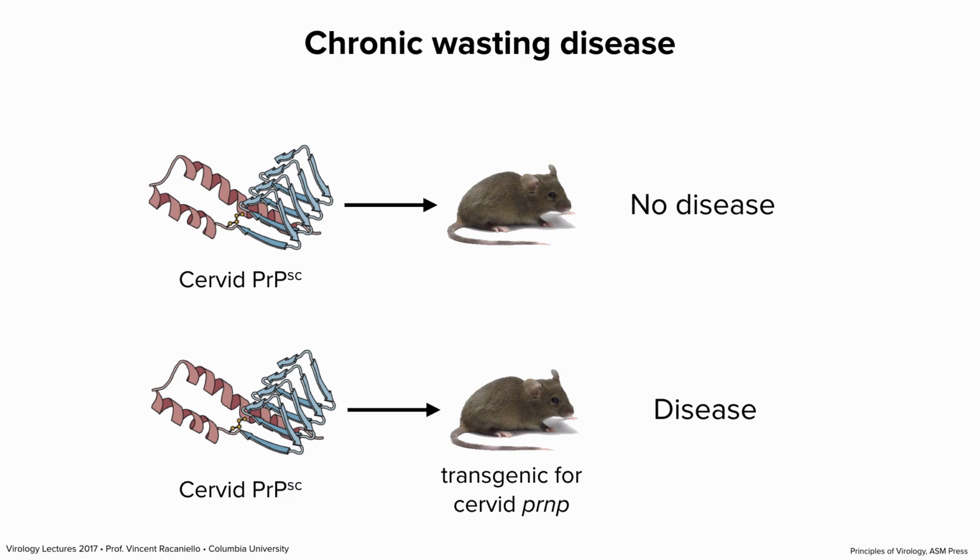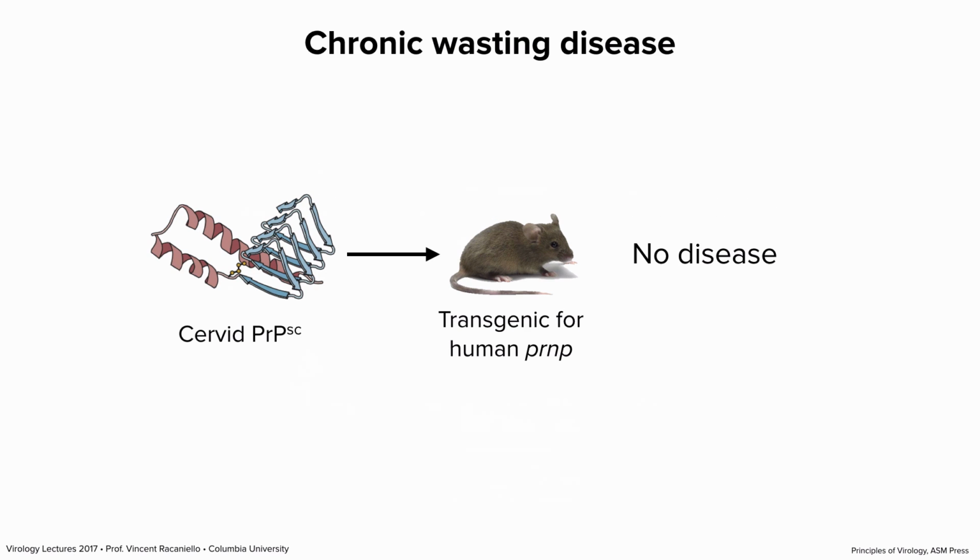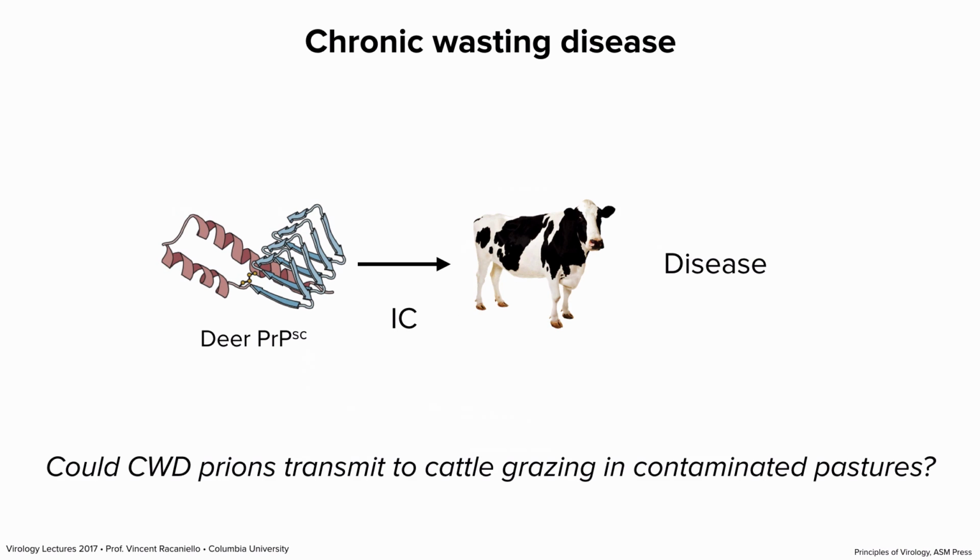Now, if you put cervid misfolded prion into mice, there's no disease. Again, if you make the mouse transgenic for cervid PRNP, you do get disease. So that suggests it has a narrow host range. If you take a mouse transgenic for human PRNP and give it cervid misfolded prion, there's no disease. So if this is predictable of what's going to happen in people, this would suggest that we can't get a TSE from eating deer. But I don't think anyone wants to do the experiment and find out, right? Because maybe this isn't predictive for humans.